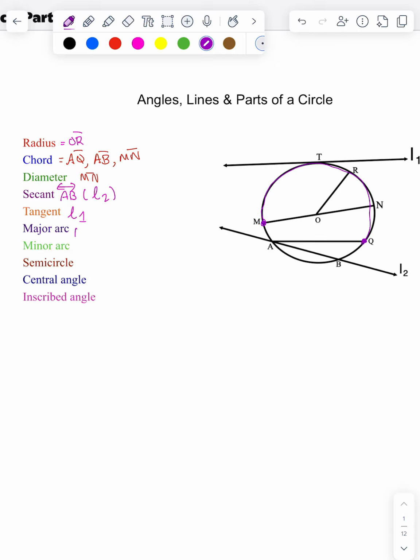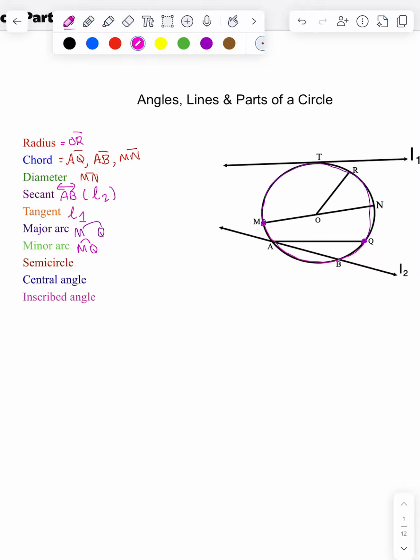So if I just write arc MQ, then actually it refers to the minor arc connecting M and Q. The arc that I just drew in pink that's less than halfway across the circle, that's less than 180 degrees. So if I just write MQ, that actually refers to the minor arc. It's the shortest path when you just see 2 letters.